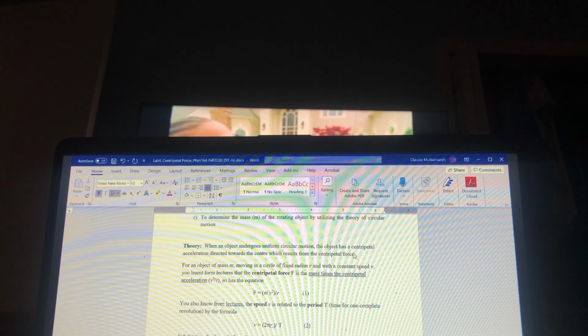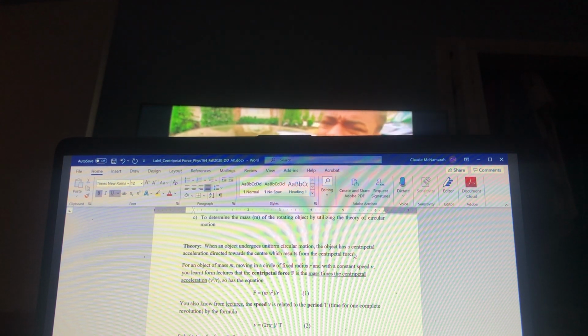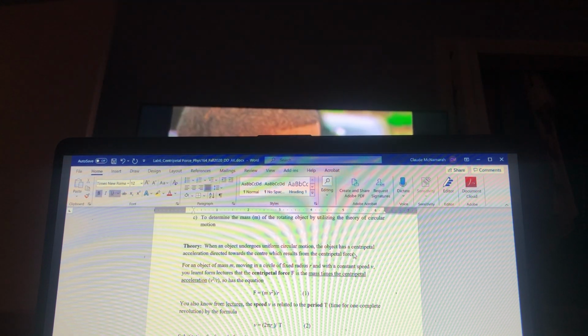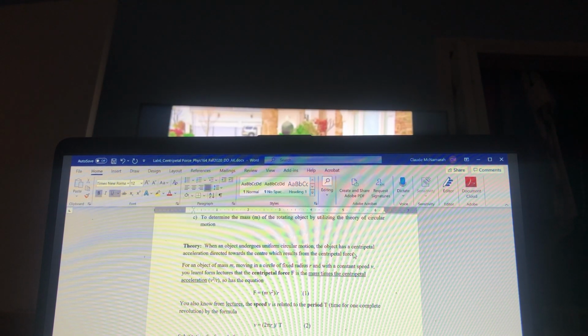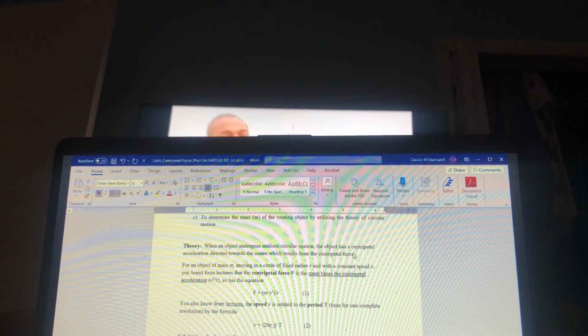For an object of mass m, moving in a circle of fixed radius r, and with a constant speed v, you learned from lectures that the centripetal force F is the mass times the centripetal acceleration, where the centripetal acceleration is v squared over r. So we have the equation that F is equal to mv squared over r. Very familiar? We've seen the equation before.